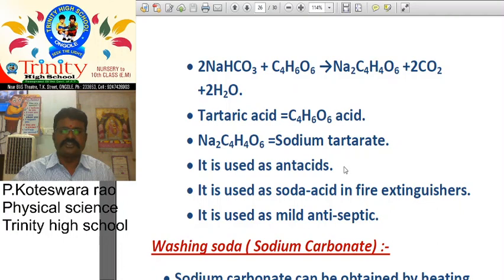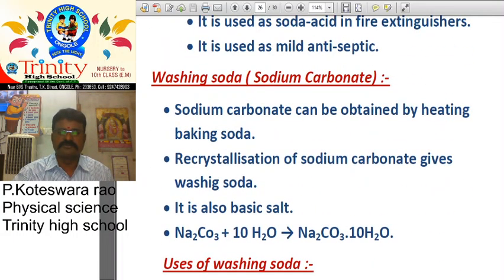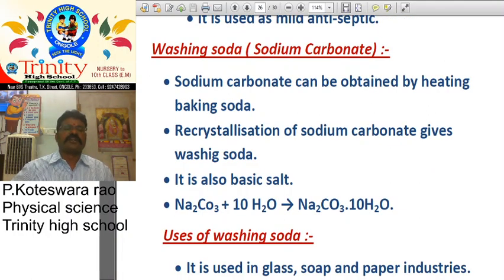Na2C4H4O6. Next, it is used as antacids. It is used as fire extinguisher, and it is also used as mild antiseptic. Next one is washing soda.